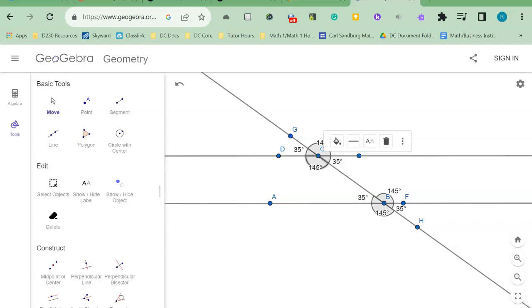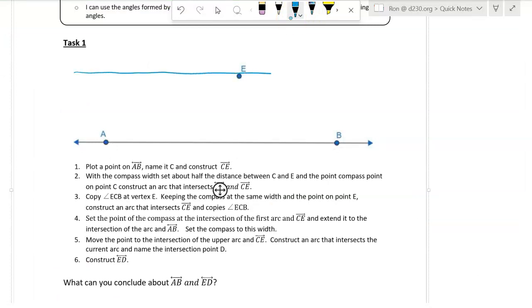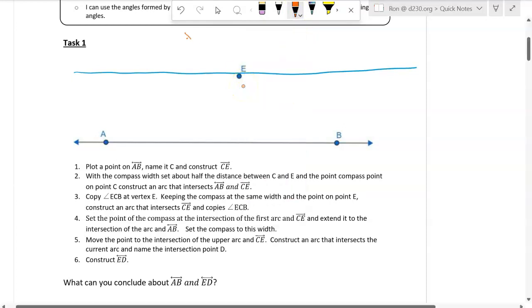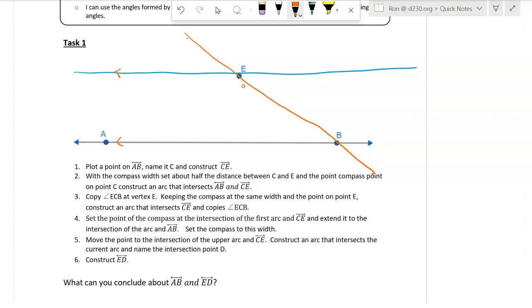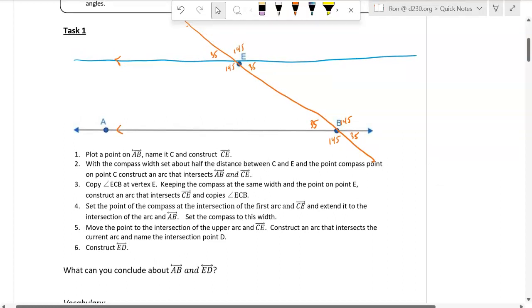Now, what happens here is once I have parallel lines, and I'm going to draw this line as parallel as I can, and I'm going to draw my transversal through here like such. So again, we said that this line was parallel to that line, and then we said this angle was 35, 35, 145, 145, 35. So we had the measures of the angles there. So what we had is two parallel lines.